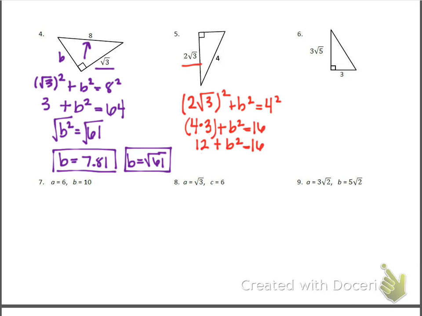Subtract 12, so you get b squared equals 4. And then this is an easy one. What's the square root of 4? 2. So b equals 2. Okay?